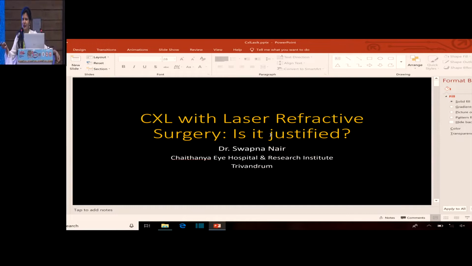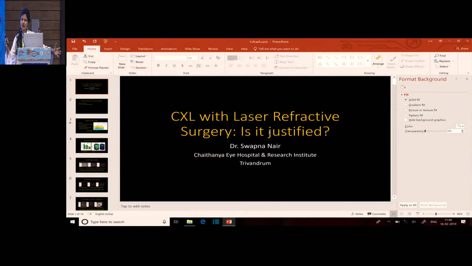So, yeah, we all talked about CXL in bits and pieces during all parts of the conversation. CXL with LASIK is associated in two ways. One, when you're trying to treat an ectatic cornea and bring it more to a regular shape, I won't be dealing with that. I'm basically talking about CXL when you combine it with LASIK in certain circumstances.